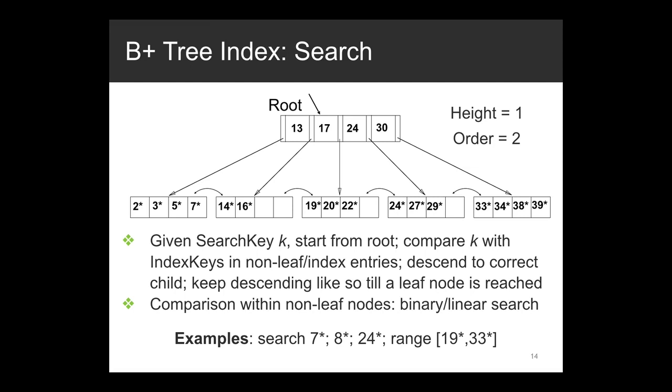Any questions? Pretty simple, right? Search process. So this is a generalization of your binary search tree. In your binary search tree, you only have 2 children. Ternary search tree, you have 3 children. Here, you could have any number of children that is defined by this parameter order. Okay?